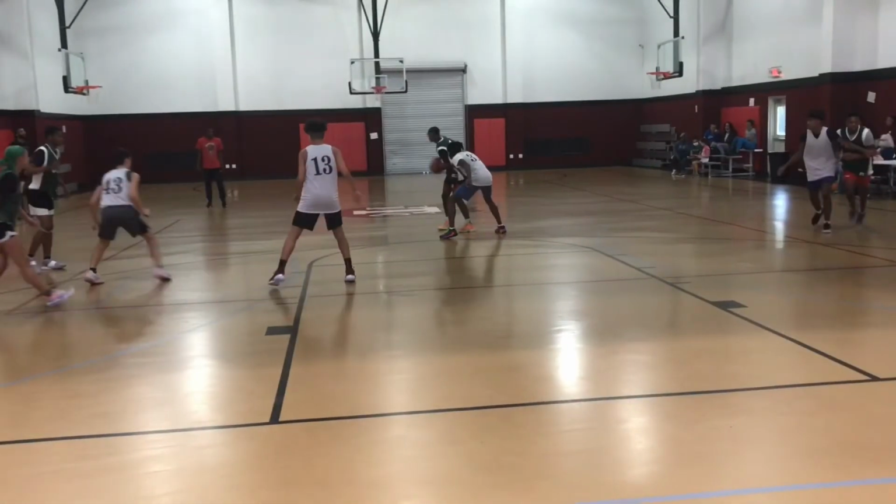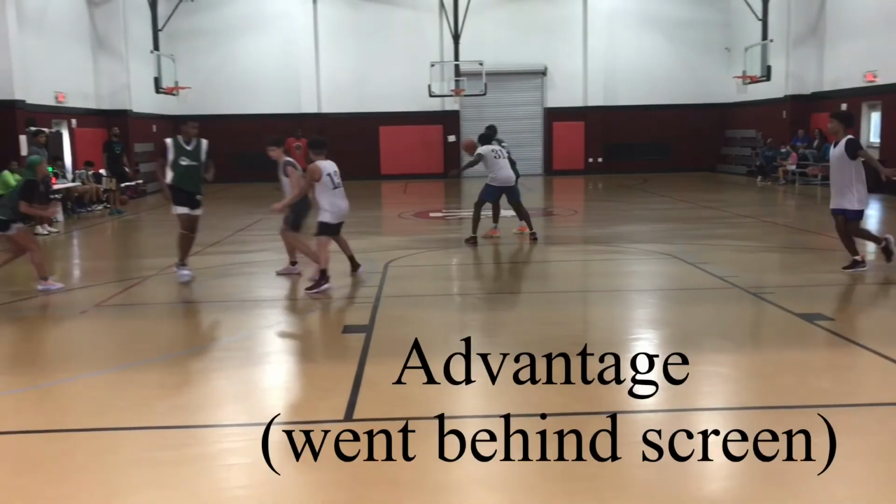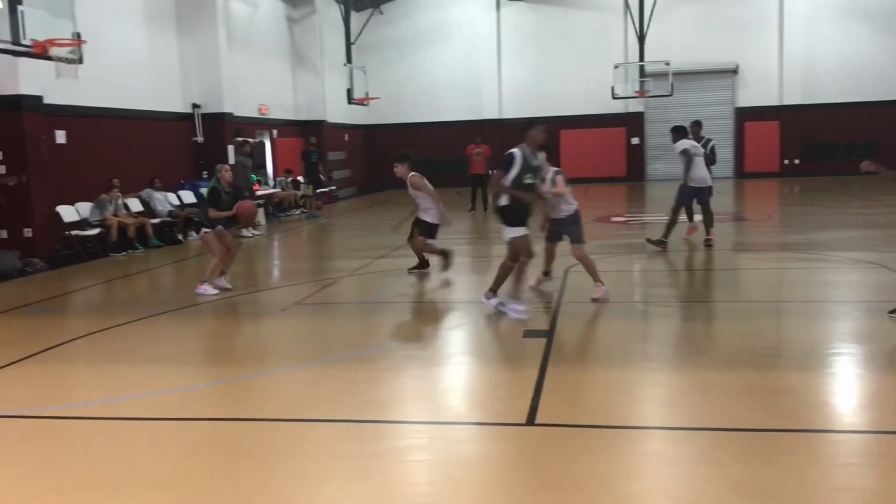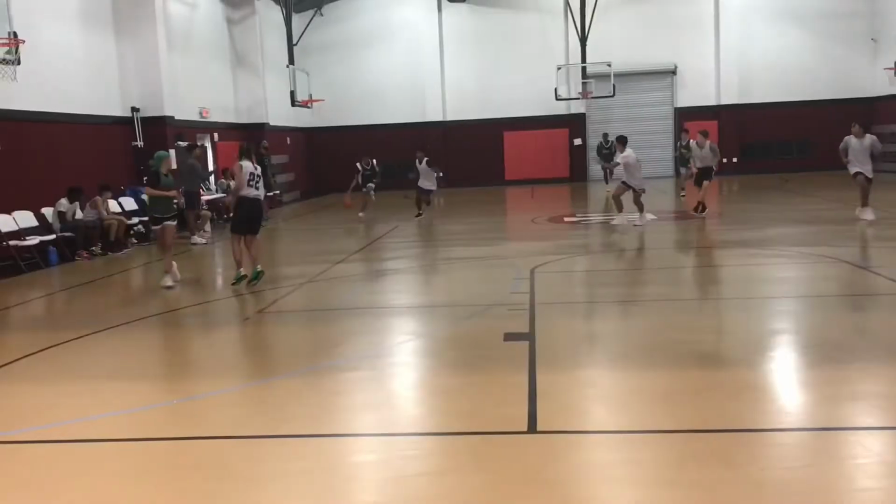All right, so now look at this flare. It's a little easier to flare than read this and hide behind the screen. So Jacob goes under the screen. Jackie hides behind it, which makes it a further closeout.